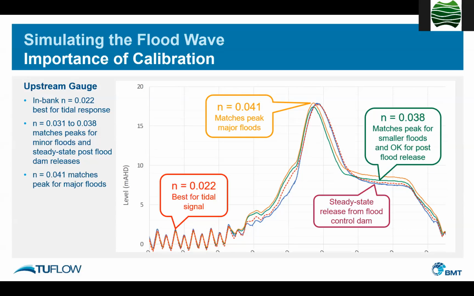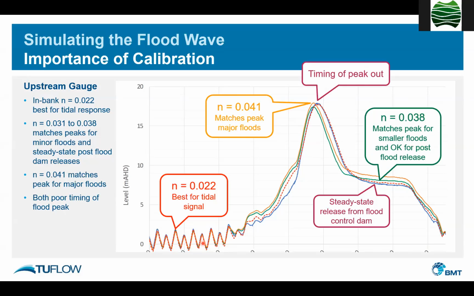So basically, the higher the flow, the higher the Manning's N that was required to calibrate at this gauge. The other thing you might notice is that the timing of the orange and the green lines is out. It's about 6 hours earlier than the actual recorded peak. So that's of concern as well. It's not a big difference, but it's an indication that something's not 100%.